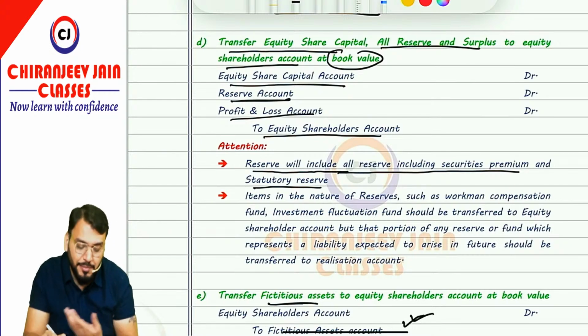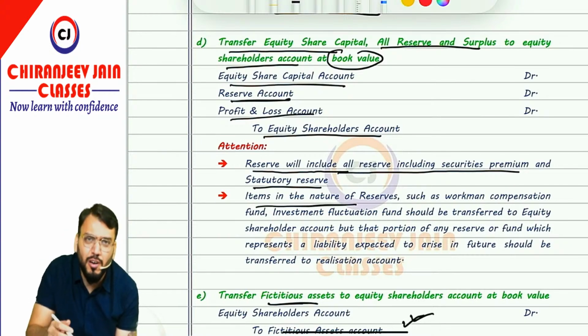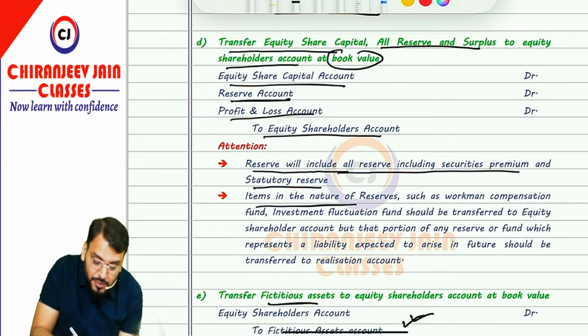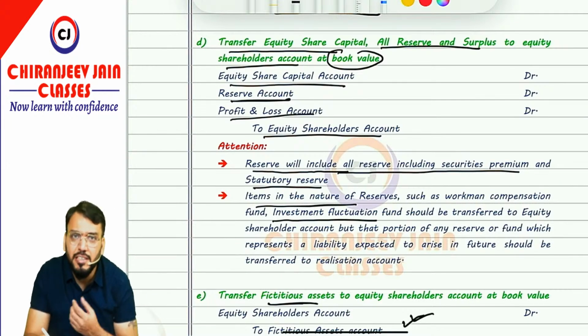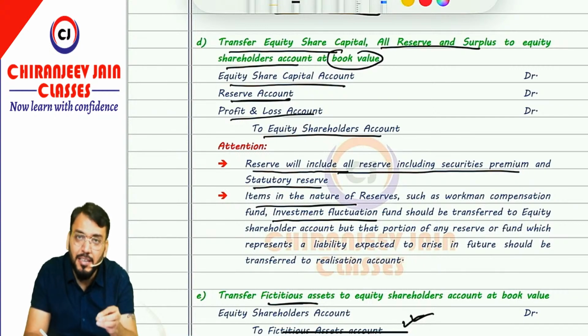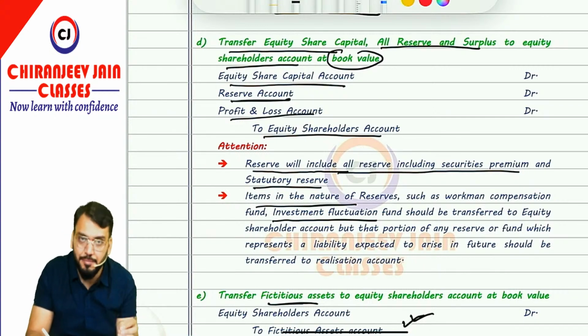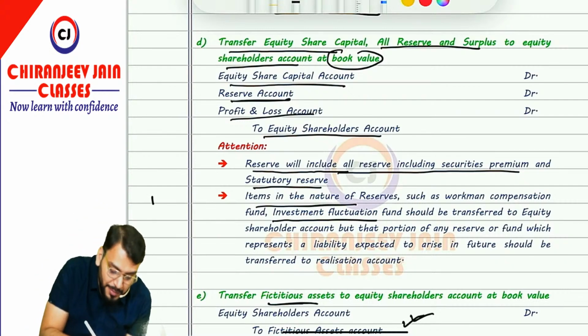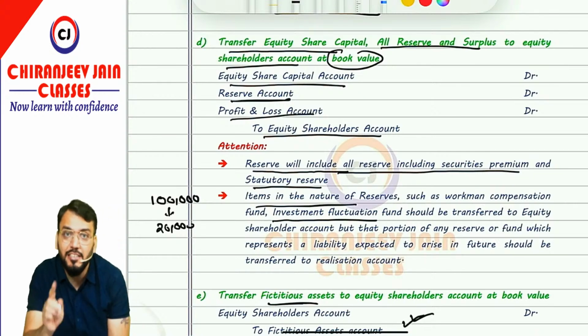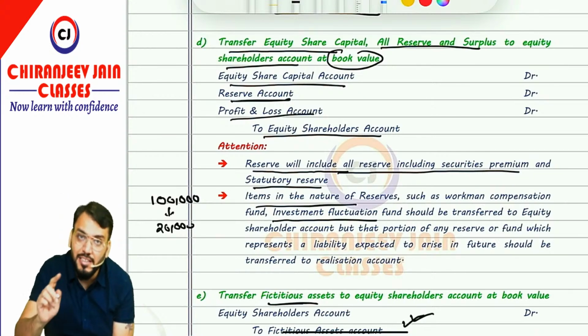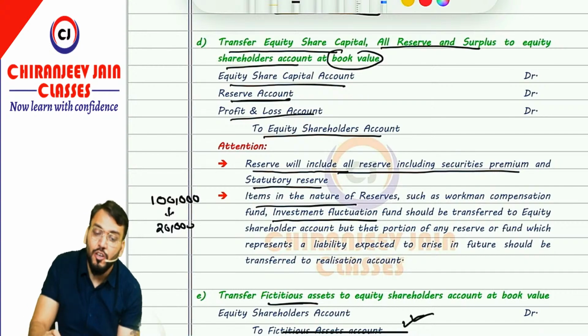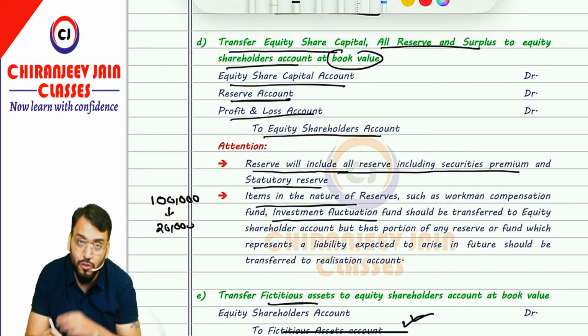But sometimes what happens? Items in the nature of reserve such as workmen compensation fund and investment fluctuation fund are actually created for some special purpose. Correct now? And suppose the question has specified some specific liability against that reserve. For example, they have given workmen compensation reserve of 1 lakh and they have said that the expected liability for this is 20,000. So out of this 1 lakh, 20,000 is a liability that is transferred to what? Realization account, and the surplus balance, that is 80,000, will be transferred to what? Equity shareholders account. Be careful about this.